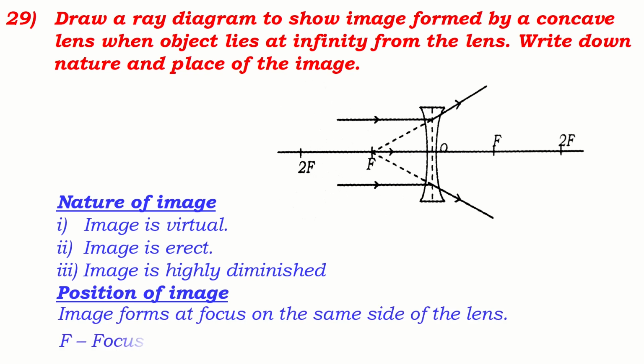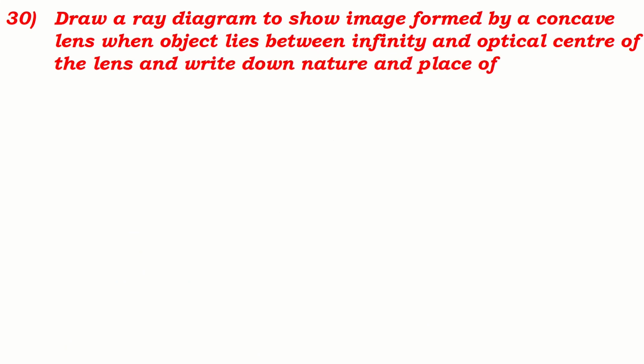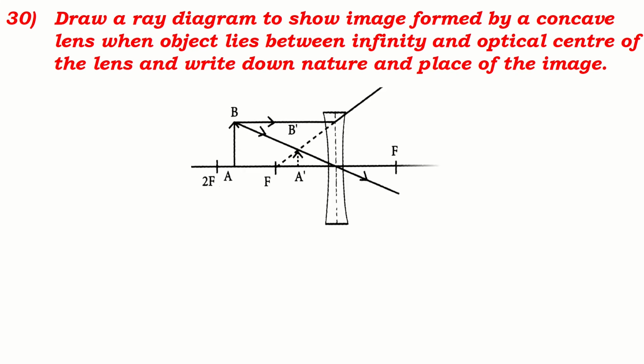We can write the meaning of the symbol also. F means focus, AB is object. Now next question, question number 30. Draw a ray diagram to show image formed by a concave lens when object lies between infinity and optical center of the lens, and write down nature and place of image. For this we can draw this type of ray.